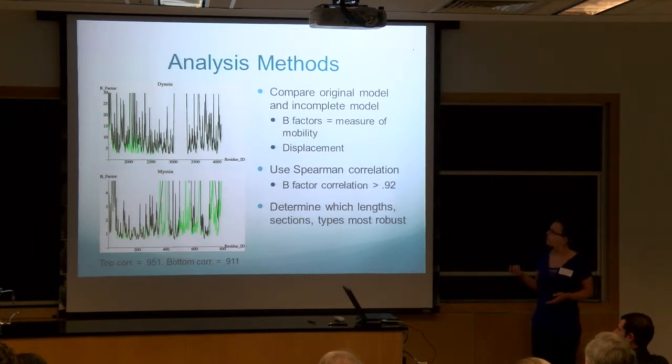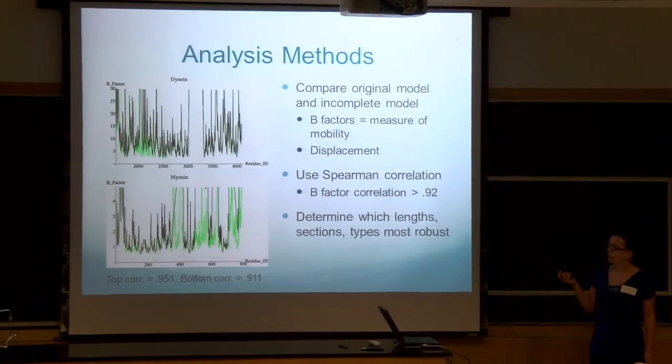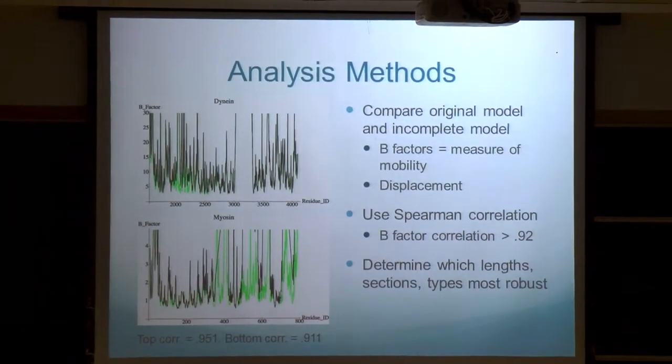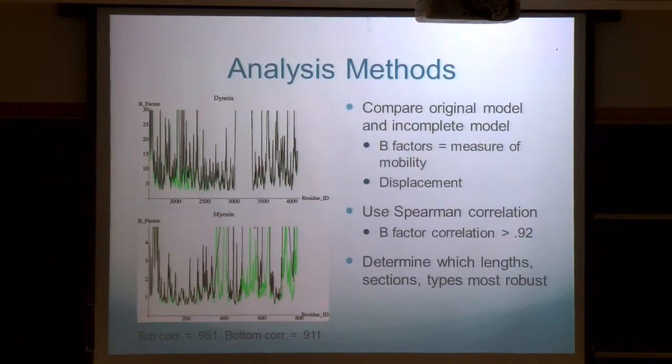You can see examples of these B factor graphs here. This is an example of a 0.95 correlation. The green is the original model, and the black is with about 0.2% removed. And you can see that these match pretty closely. There is some variation here, but overall, it seems like a pretty decent model. Here, it's about 20% removed, and that produced a correlation of 0.91. Again, the green is the original model, and you can see that that is significantly different.